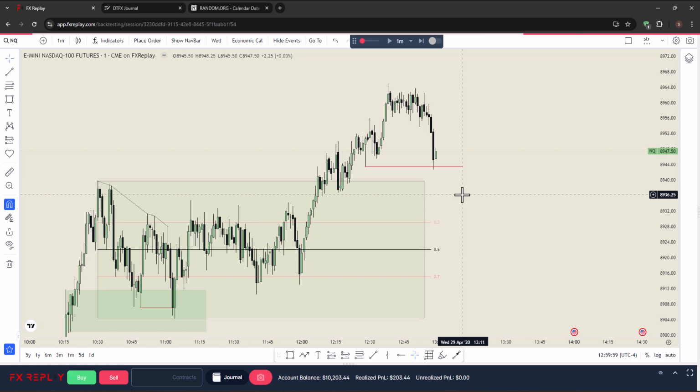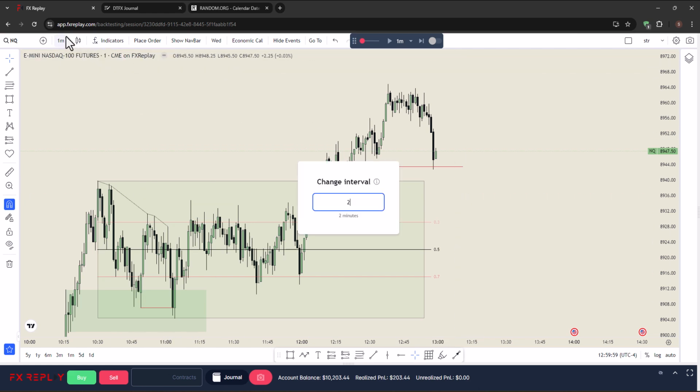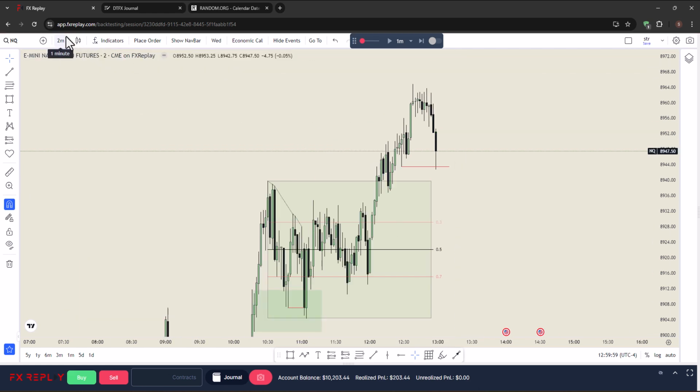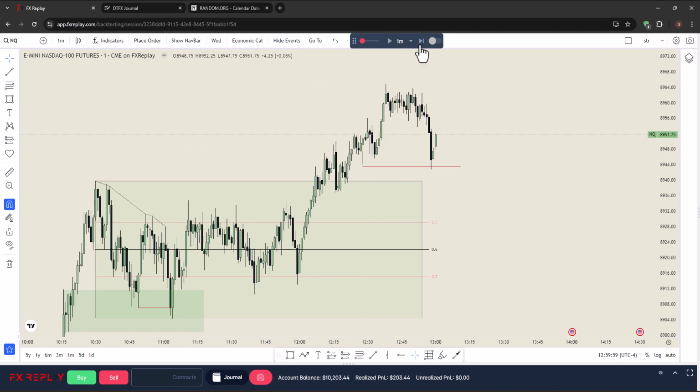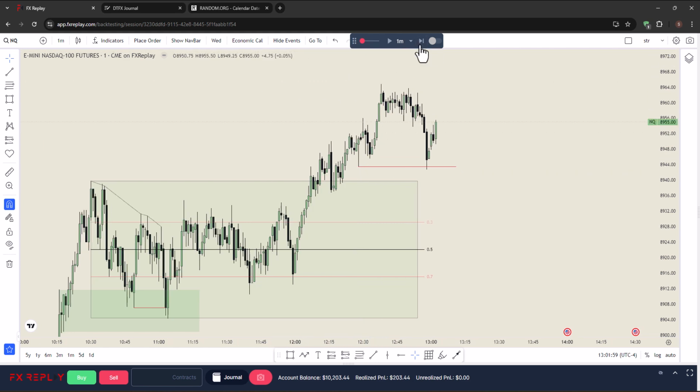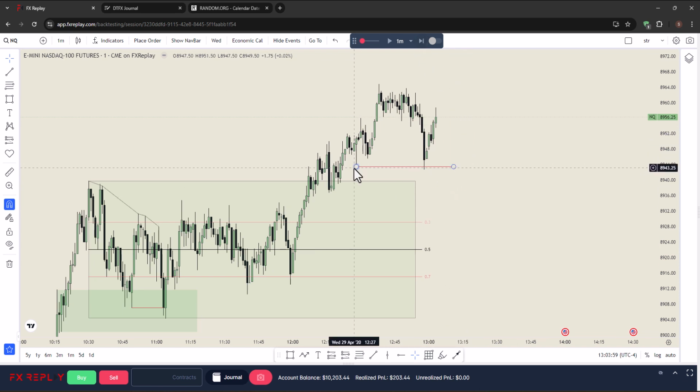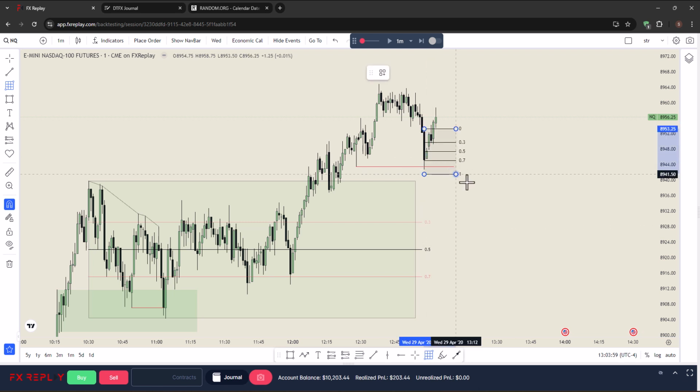The 1 minute is very rewarding, so I don't have to go to the 2 minute. Sometimes I need to go to the 2 minute when we have a lot of body closures below lows or highs on the 1 minute. So I'm going to look for the sweep in other zones. It looks like we have the model right here. Let's see what's going to happen, right? It doesn't matter the outcome.